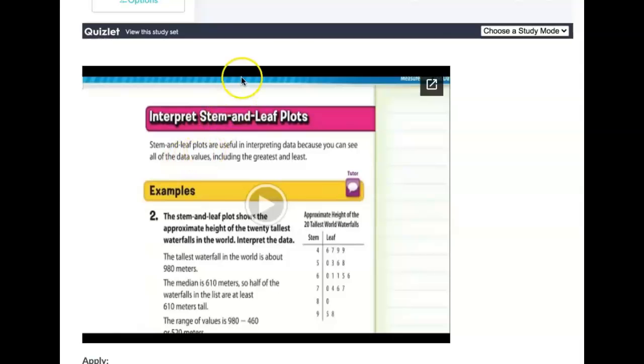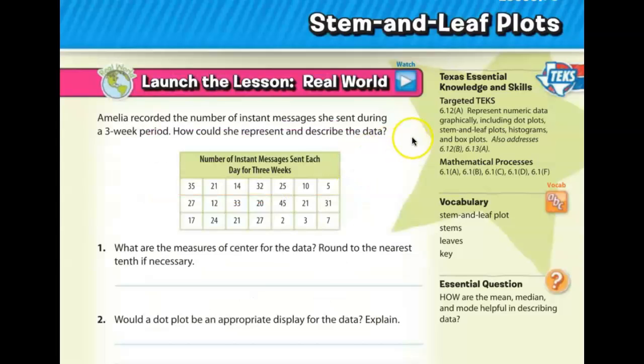Okay, so we're going to pause for a moment. I want you to get your math textbook out and open it up to page 815 because we're going to preview before we get to the notes for stem and leaf plots. Page 815 is where Chapter 10, Lesson 5 begins, stem and leaf plots. The important words are stem and leaf plot, stems, leaves, and key.